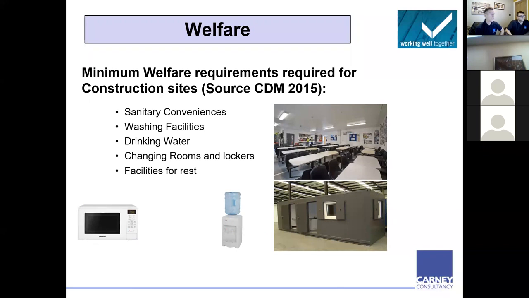Changing rooms and lockers for operatives who are expected to work outside or in dirty areas, where they need to get changed to go home, and facilities for rest as well. What we mean by facilities for rest are tables and chairs. Gone are the days where we should have benches on site, because the whole purpose of facilities for rest is so operatives can relax and actually rest against the back rather than sit and perch on a bench.